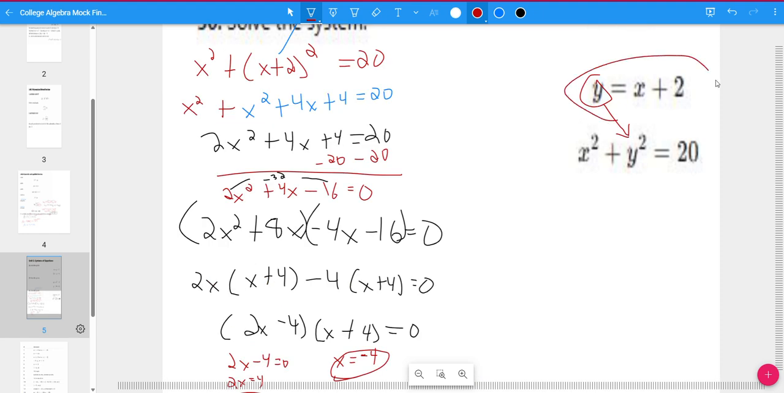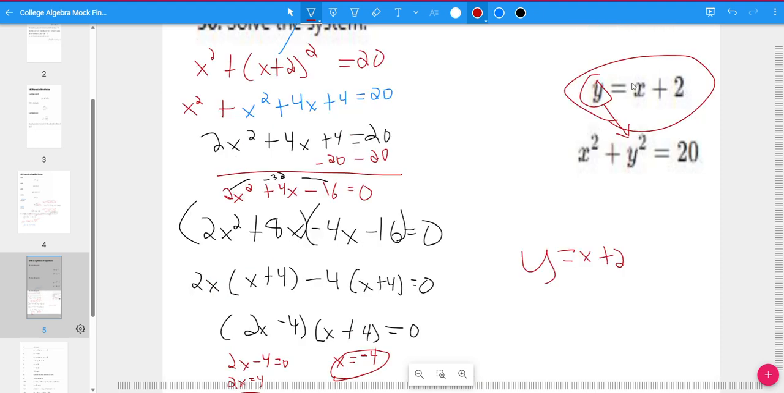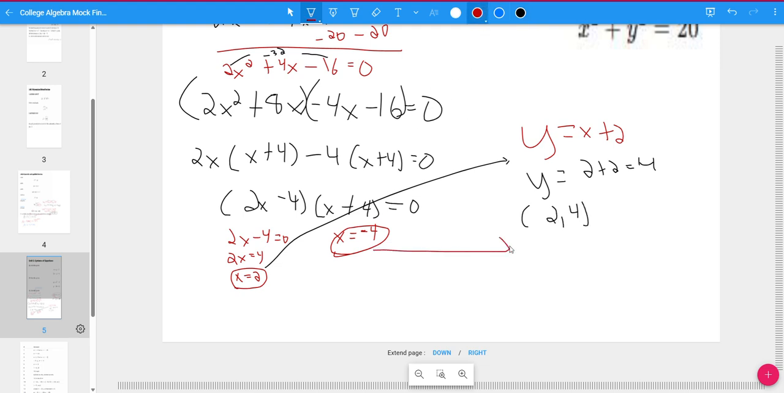And once again, we have an easy equation for y. We know that y is equal to x plus 2 from the top equation. So let's plug in first here. So y equals 2 plus 2, so y equals just 4. So this first answer would be 2 comma 4. And then this guy right here would be y equals negative 4 plus 2, which is negative 2. So negative 4 comma negative 2.